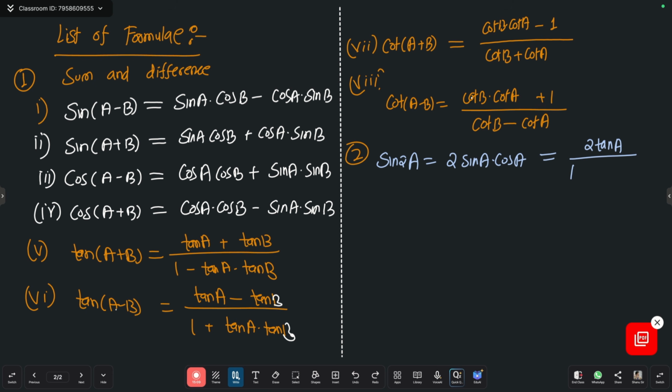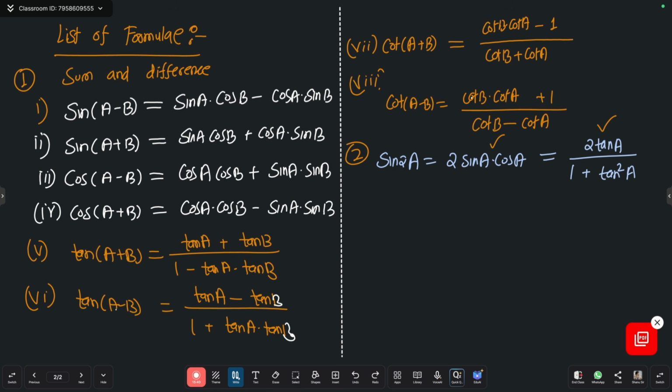Sine 2A is 2 tan A upon 1 plus tan square A. Yes, there are two forms of sine 2A. According to the problem, whichever form is useful, you have to use. This is also the sine 2A formula. So sine 2A has two.